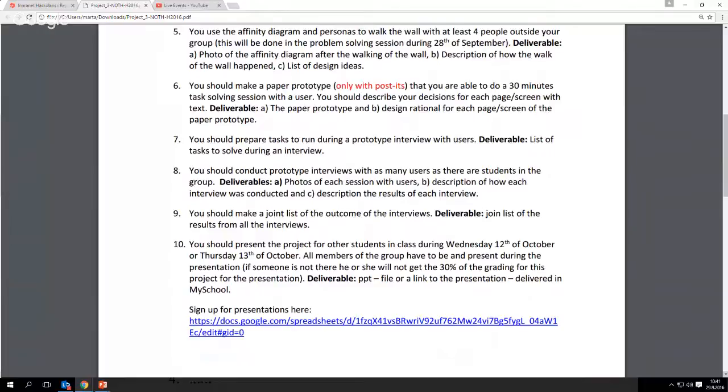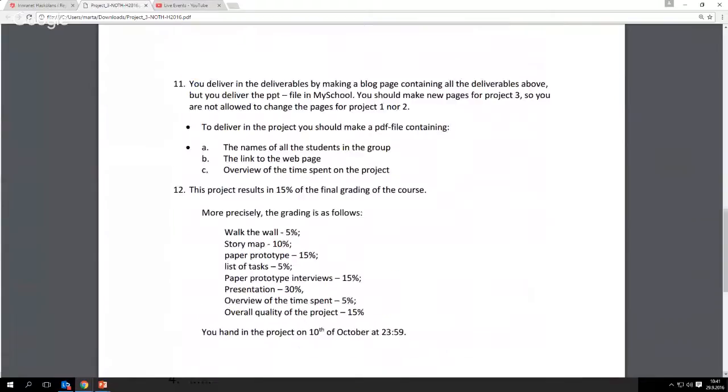Okay. And then the other things are just how you deliver. It's similar to project 1 and 2. Now you also deliver in PowerPoint slides, or if you like, use Prezi, you could deliver the link. And it's on the 10th of October that you have to deliver.